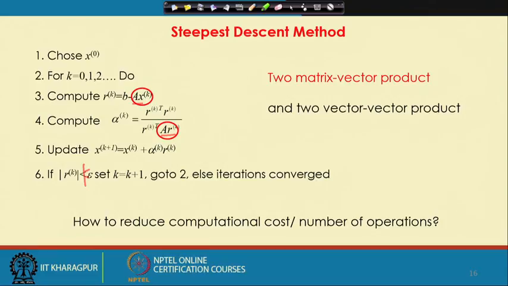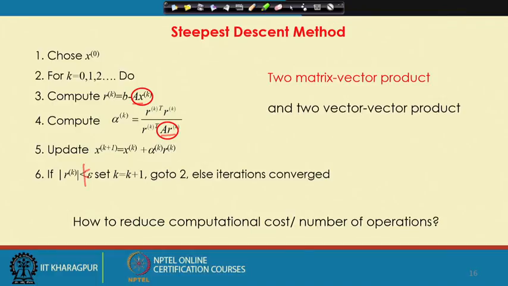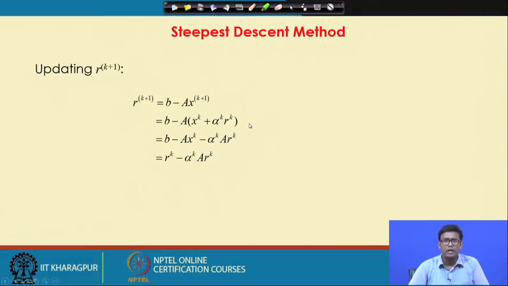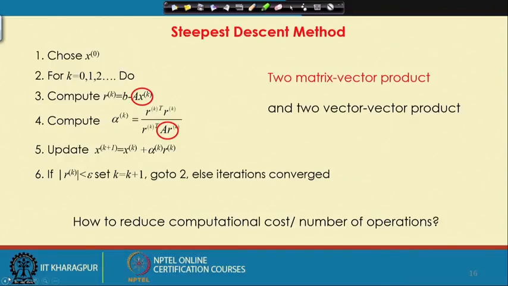So, you need to look into some possible modifications to the steepest descent method before we propose an algorithm for computer programs. The idea is, if I go back to the previous slide, why do I need two matrix vector multiplications? One is needed to find alpha, another is needed to find r, and every time we need to do one matrix vector multiplication to find the updated value of r.